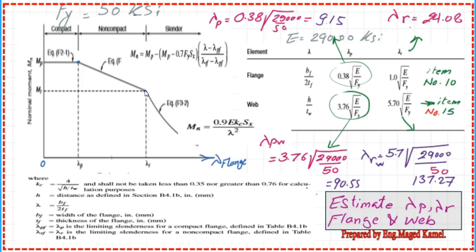The horizontal part is from lambda equals 0 to lambda equals lambda p. The inclined line is for lambda p to lambda r. Then the inclined line joins M plastic and M sub r, and the elastic range is for lambda of the flange bigger than lambda r.